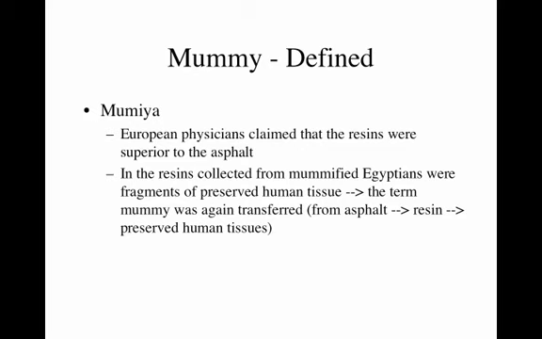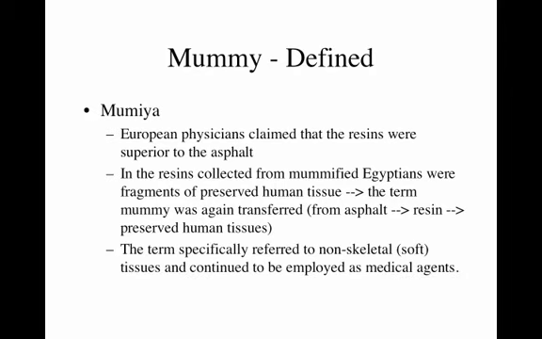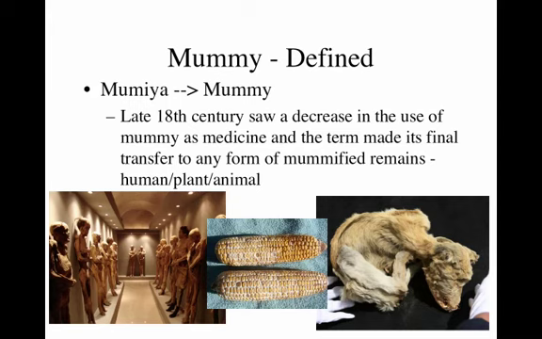It started as the asphalt, transferred to the resin, and now to preserved human tissues. And the term did specifically refer to non-skeletal or soft tissues, and continued to be employed as medical agents, as I mentioned. Now, mumia made its final transition to the term mummy in the late 18th century. There was a decrease in the use of mummy or mumia, or the resins with body parts in it, flaky skin, as medicine, and the term made its final transfer to any form of mummified remains.